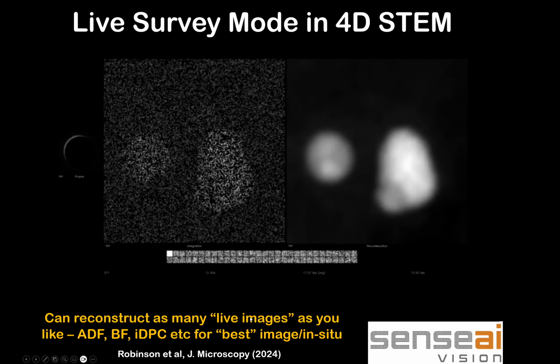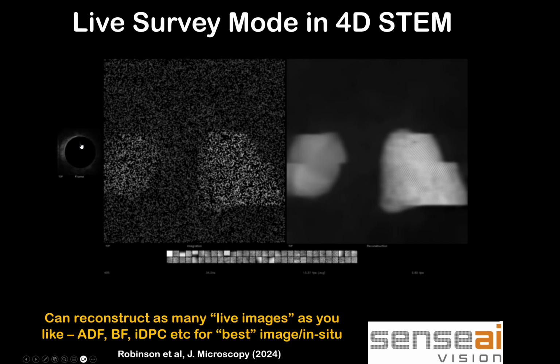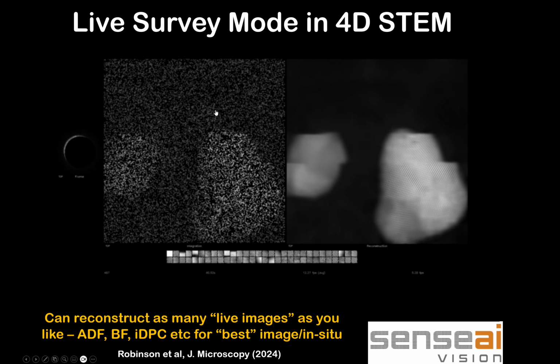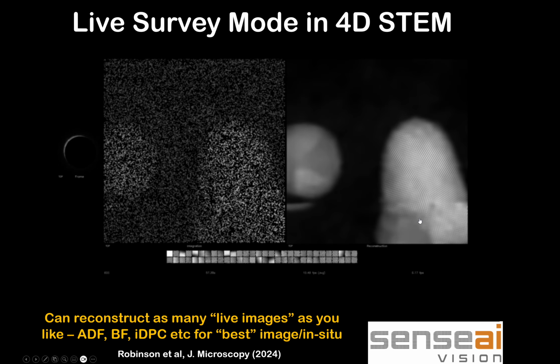So here's an experimental result. This is a sparsely scanned image taken from a JEOL 300 kV Grand ARM at the Rosalind Franklin Institute. These are the diffraction patterns that are acquired at every one of these pixels. It's about a 25% scan, so only 25% of the pixels are being acquired, and you're getting a live reconstruction of the atomic resolution of these gold nanoparticles coming in here.